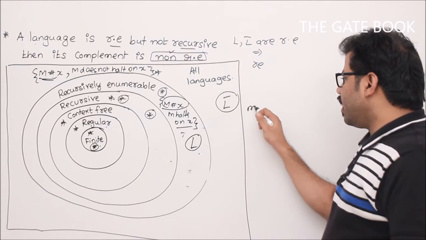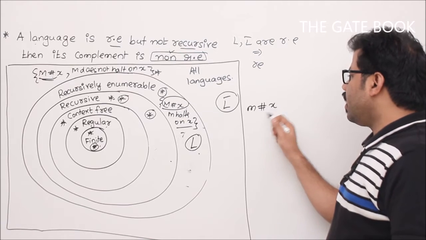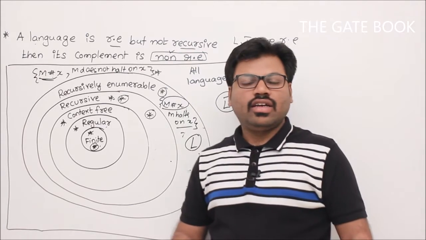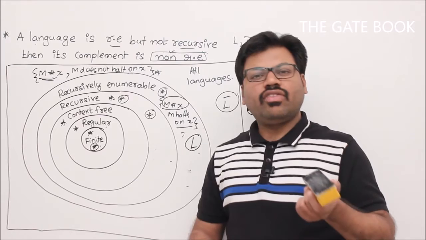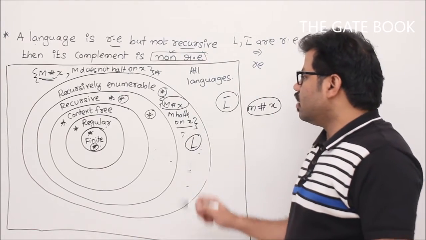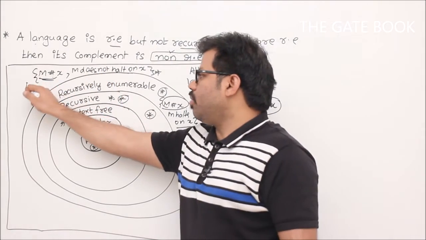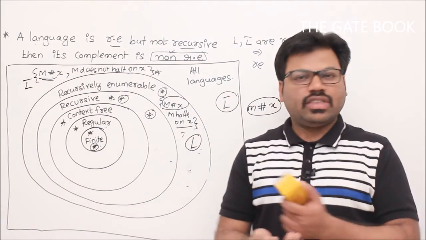L bar will be again a collection of strings such that M does not halt on x. Correct? If M halts on x, then that will become this language, right? That's why M does not halt on x will become L bar. Right, in that way we can easily understand.